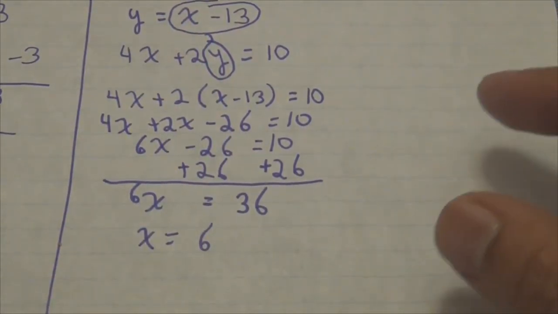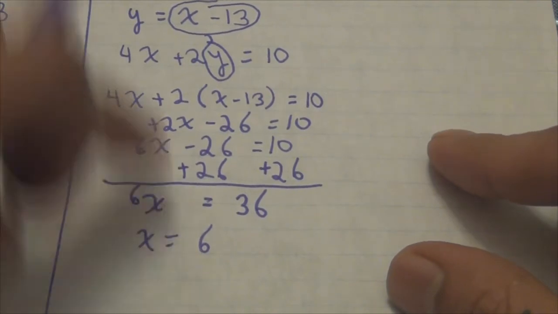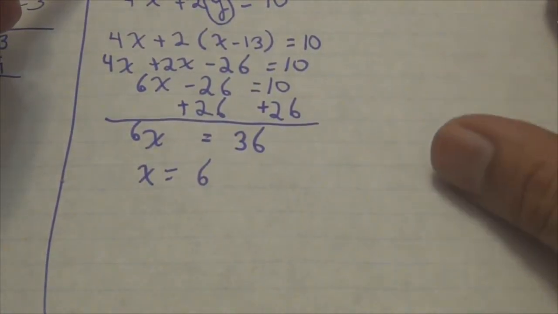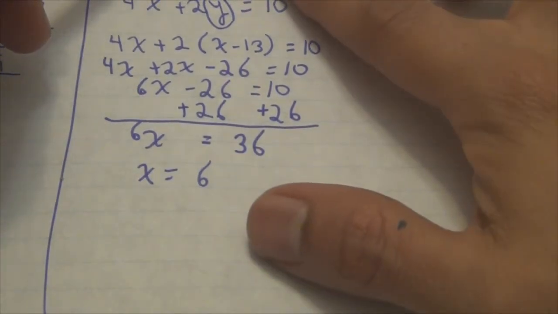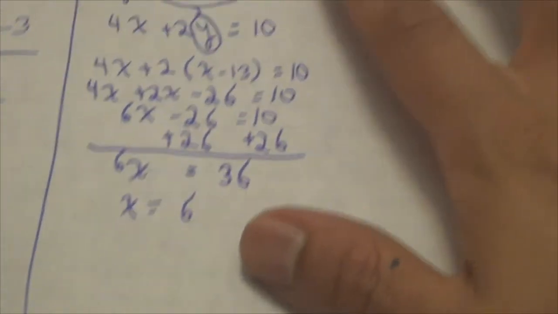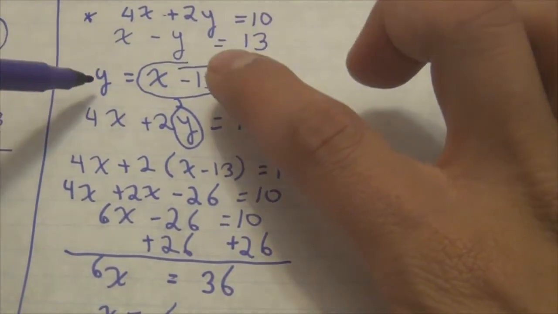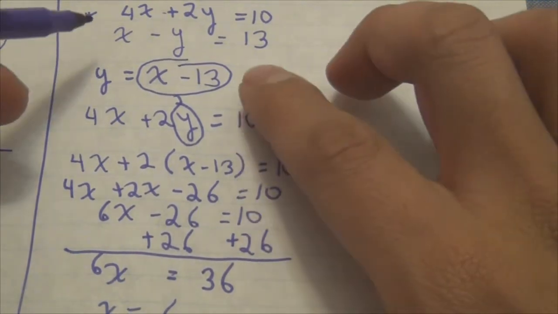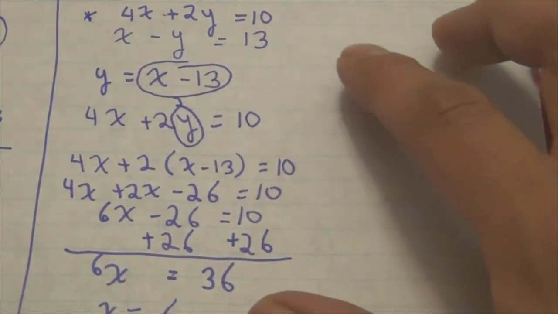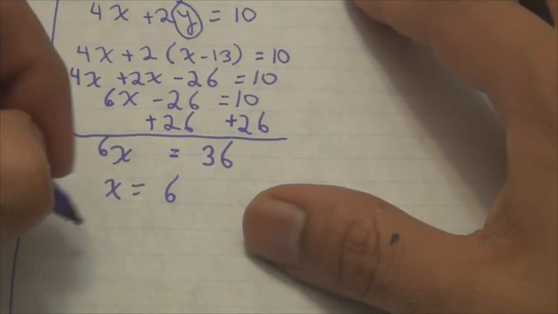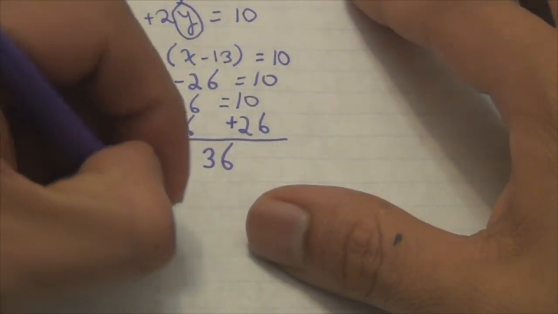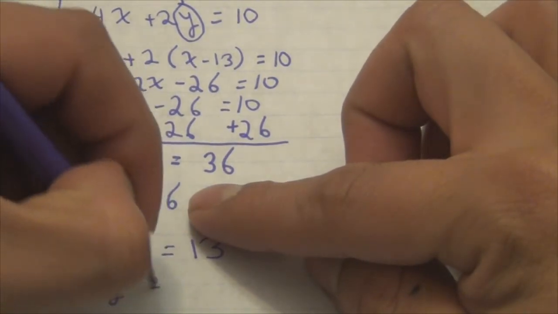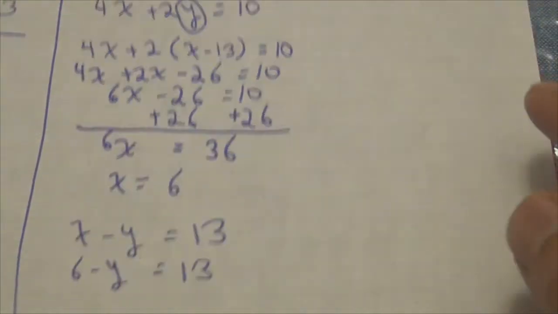To find your y value, you substitute this into the original equations. So, which one should I do? Let me do the bottom. The bottom looks nice. Also, you could use this one, which is the equivalent of this. But they say the original equation. So fine, let's use the original equation. x minus y equals 13. x is 6, so 6 minus y equals 13.